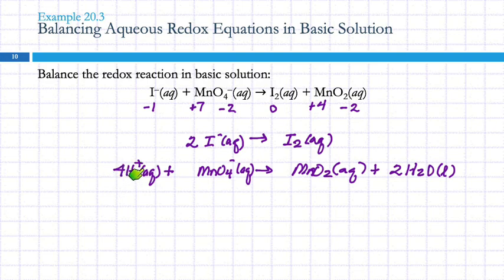Well, there's 4 hydrogen ions. So 4 hydrogens and 4 hydrogens. So I have the mass balanced. This is where we put in that extra step.